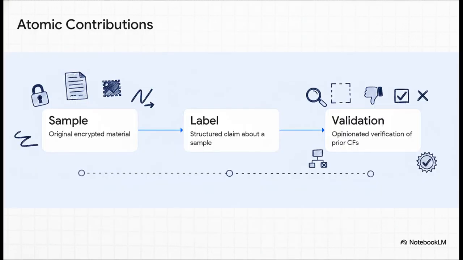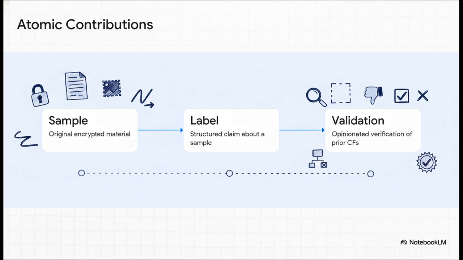So, what are these atoms actually made of out in the wild? Well, there are basically three kinds of atomic contributions. First up is the sample. This is your raw, original encrypted material. Maybe it's an image, a text snippet, a telemetry trace. Next, we have the label, which is just a structured claim about that sample. Think of a bounding box around a car in an image or a specific classification. And third is validation. This one is essentially a strict quality control checkpoint.